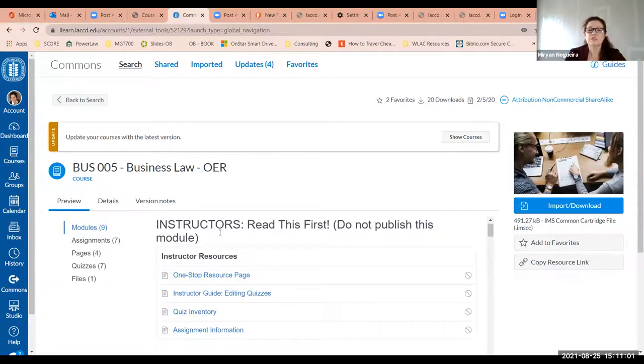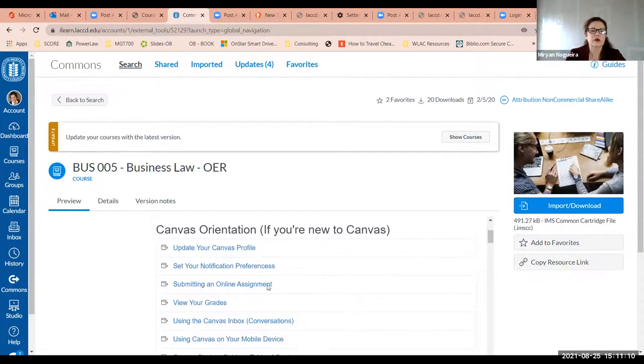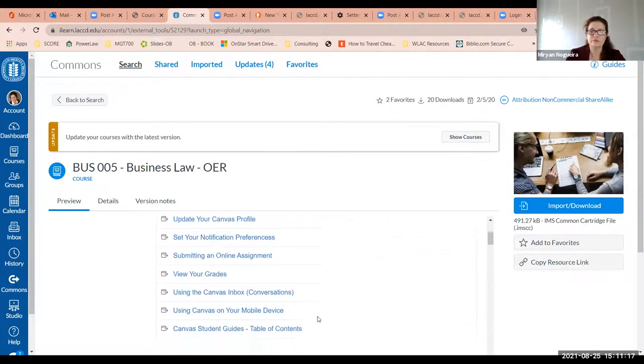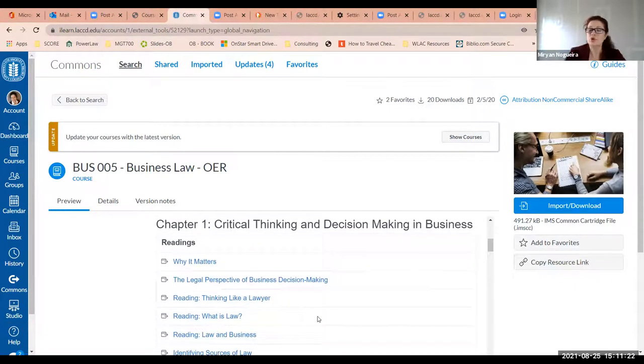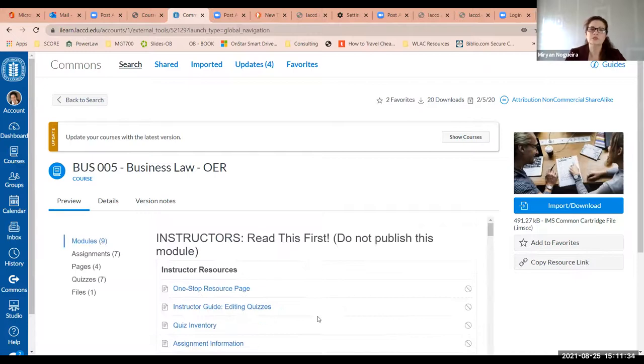And here is a course. It's more than a skeleton of a course, because it has resources for the students. It's even going to have a Canvas orientation. If they're new to Canvas, they can go over here and learn a bunch of stuff. And then here are all the chapters. So in this course in particular, students do not need to buy a book because all the materials are already embedded in Canvas for them. So I go, okay, this is indeed the course that I want.